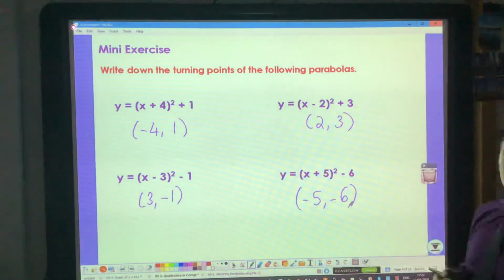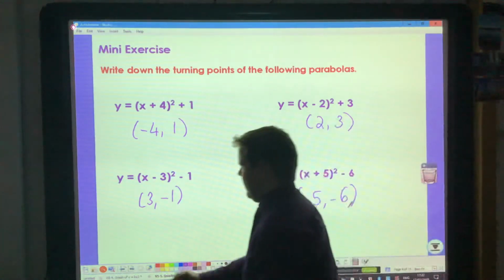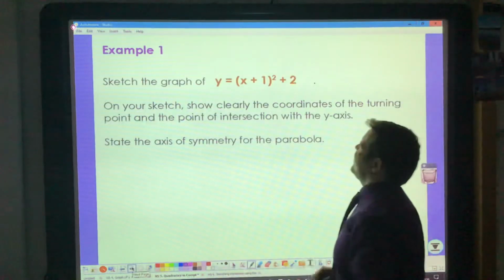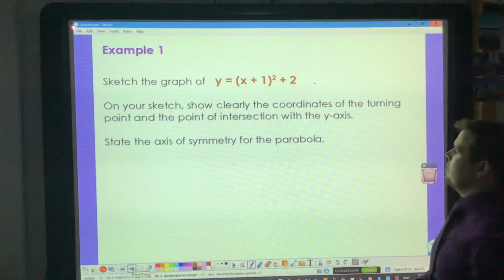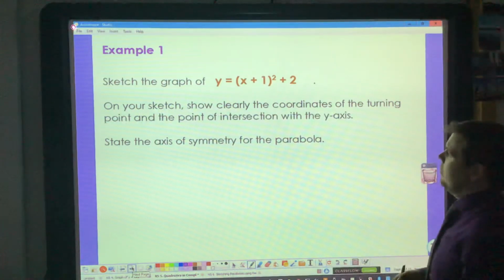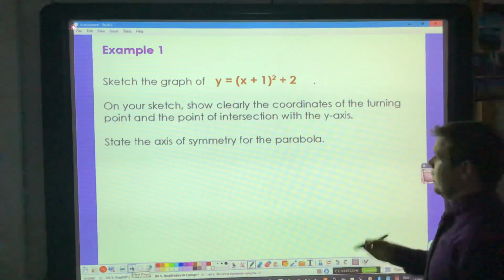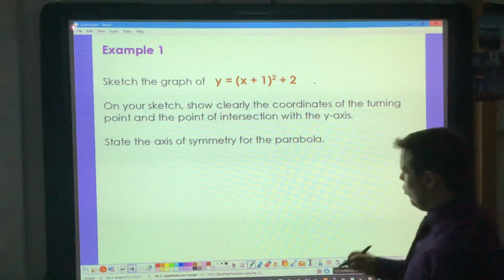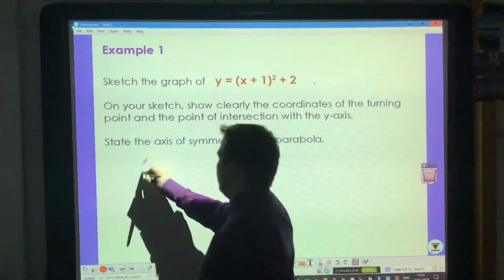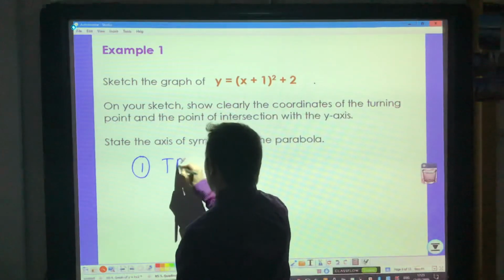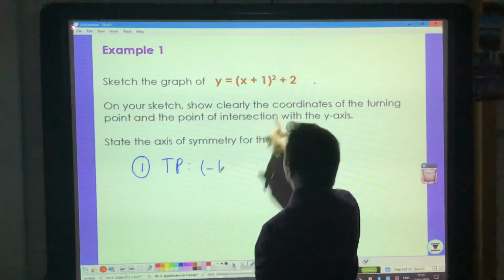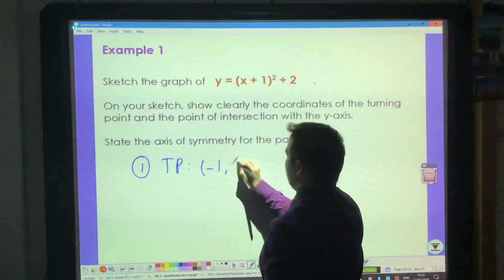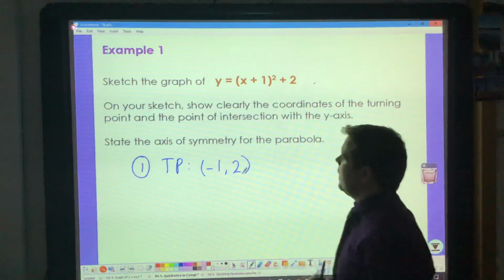Right, let's put this into practice now of actually drawing and interpreting graphs. So, let's sketch this parabola. On your sketch, we want to see the coordinates of the turning point, which we've just been doing, and the point of intersection with the y-axis. Okay, and state the axis of symmetry, so we'll talk about that as well. Right, the first one is the turning point. Okay, we know how to do that. The number inside the bracket changes, so it's negative 1. The number outside the bracket stays the same.